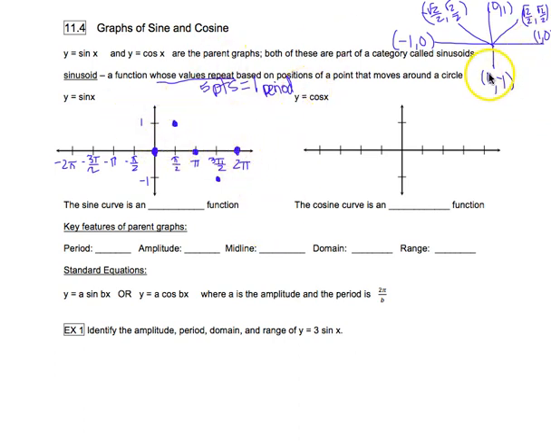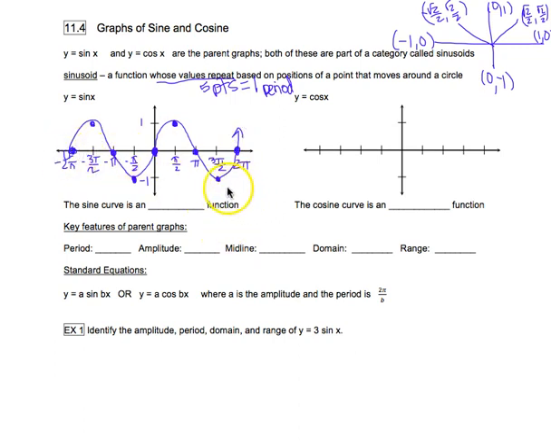If I go in the negative direction, same thing happens. If I go negative 90 or negative pi over 2, I get negative 1. Negative pi is at 0. Negative 3 pi over 2 is at 1. And then back to 0. So what I have here is my parent graph for sine.